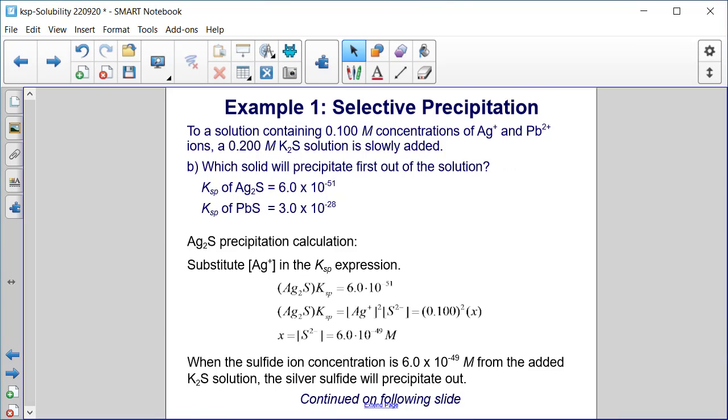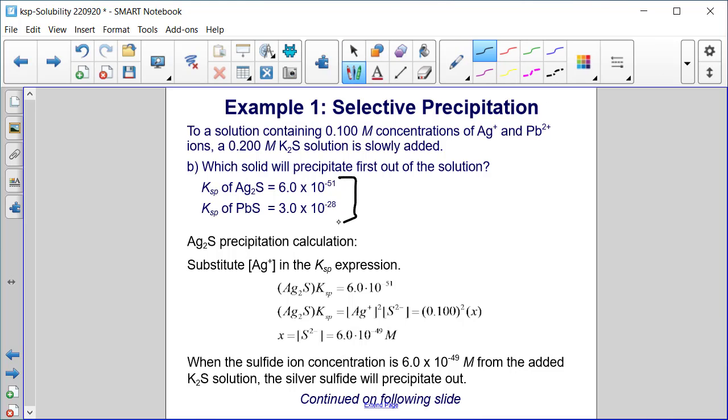Okay, in part B, we're asked which solid will precipitate first out of the solution, and we're given these two Ksp values. So let's first do the precipitation calculation for the silver sulfide. Into the Ksp expression, we know the concentration of the silver as 0.1 molar, given in the original problem. It would be 0.1 squared, given the Ksp expression. And then we don't know the concentration of the sulfide, so I've just put X for that. And I set it equal to the Ksp value of 6.0 times 10 to the minus 51.